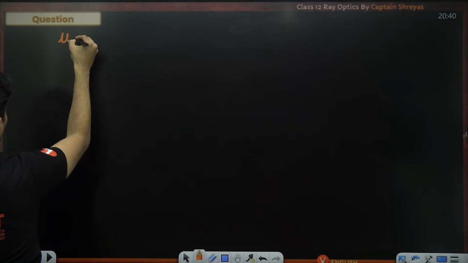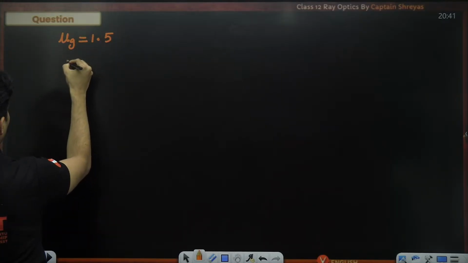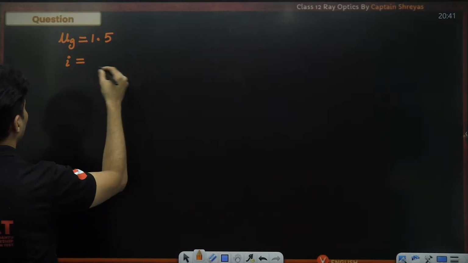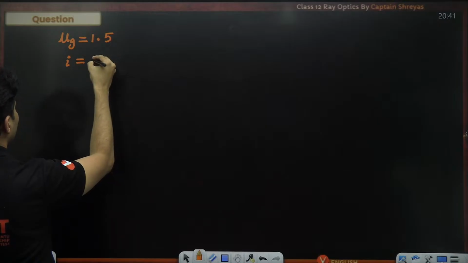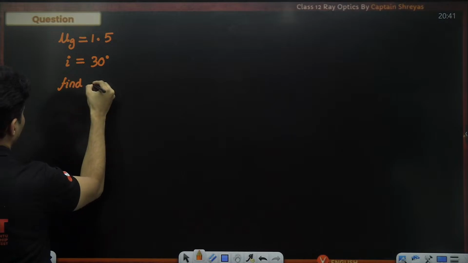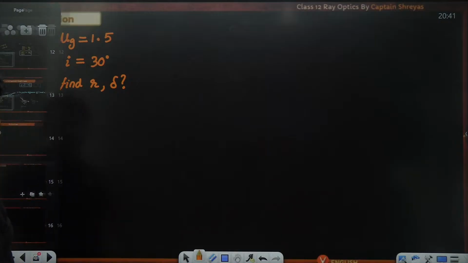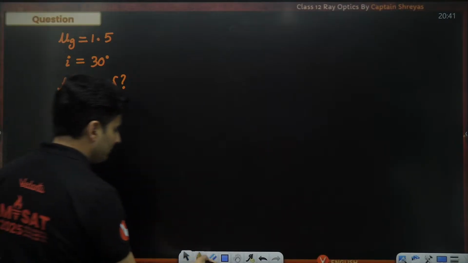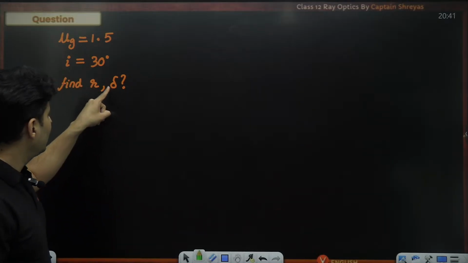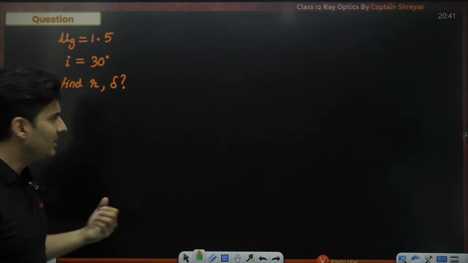Say the refractive index for glass is 1.5, and let's say the angle of incidence is 30 degrees. Question is, find the angle of refraction and the angle of deviation, both. Okay, so let's try to figure this out. First of all, we have to find the refracted angle, then delta, because delta needs R. So to find R, the most convenient way will be to use Snell's law.